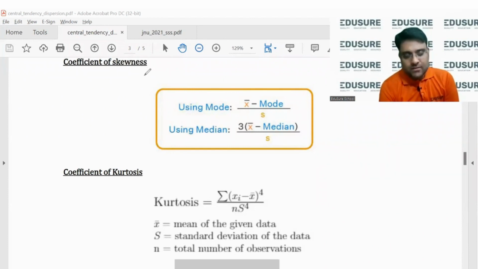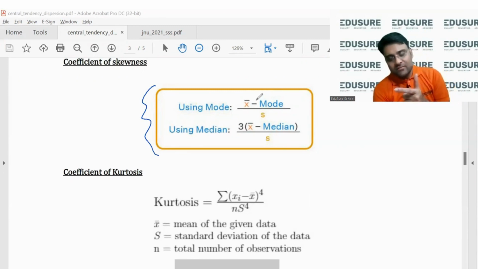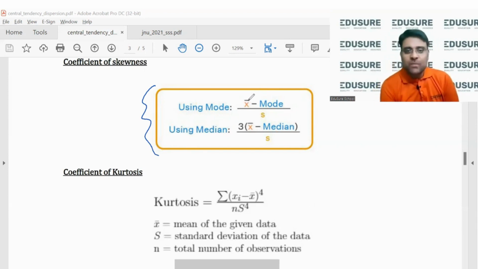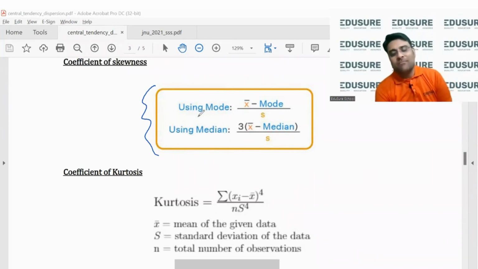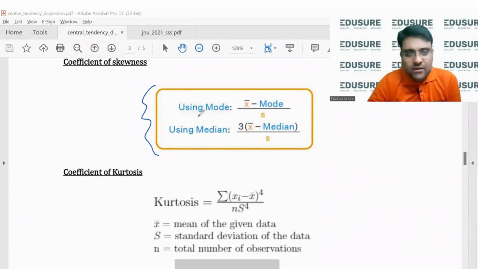If it is not symmetrical, then what kind of symmetricity does the distribution have? So the symmetricity of the distribution is measured by the coefficient of skewness, which is given by these formulas. If I have mean and mode given with the standard deviation, it's x bar minus mode by standard deviation, or using the median, 3 into x bar minus median by standard deviation. So what it is using is the formula mode is equal to 3 median minus 2 mean. It's using that basically. Okay.